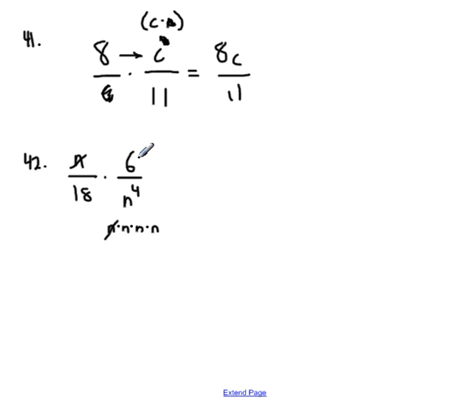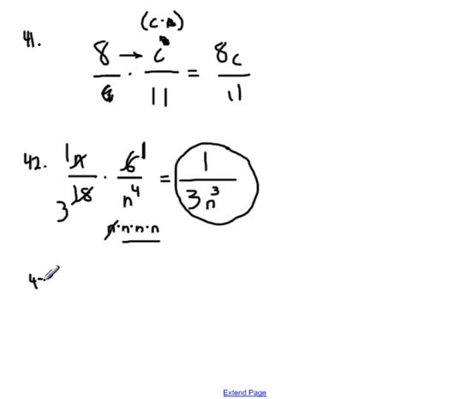Now on top, 6 goes into 6 one time, 6 goes into 18 3 times. So you're cross-simplifying, leaving you with a 1 on top. And notice there's nothing here that's canceled out, so that means this is 1 also. 1 times 1, make sure you put that on there. And on the bottom you have a 3 here, and you have 3 n's left. So write that n to the power of 3, and that's your final answer.